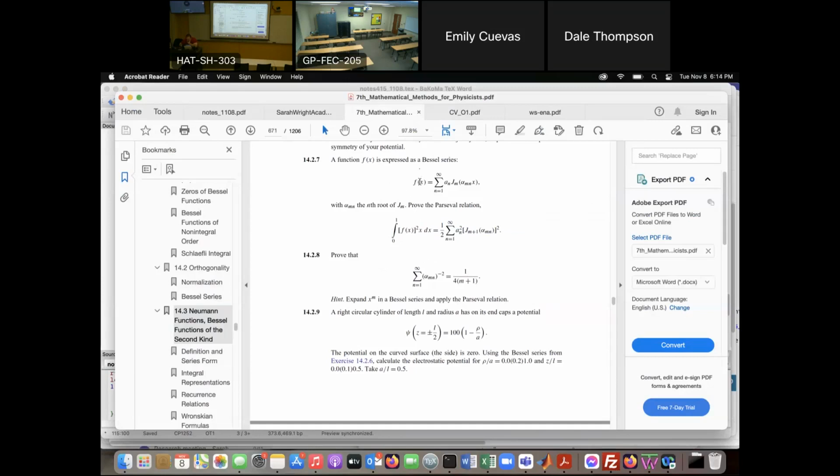So if we have x to the m, then yes, for this, x to the m would be playing the role of f of x here.